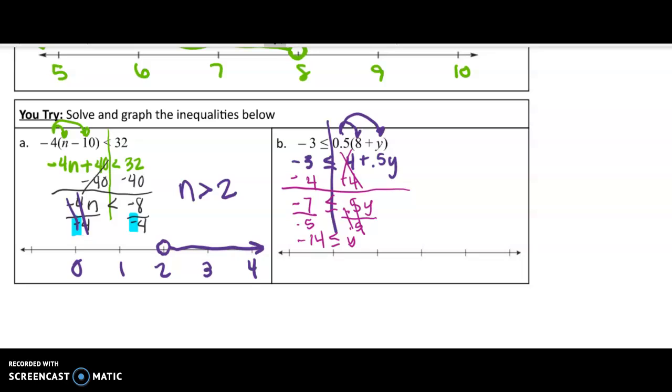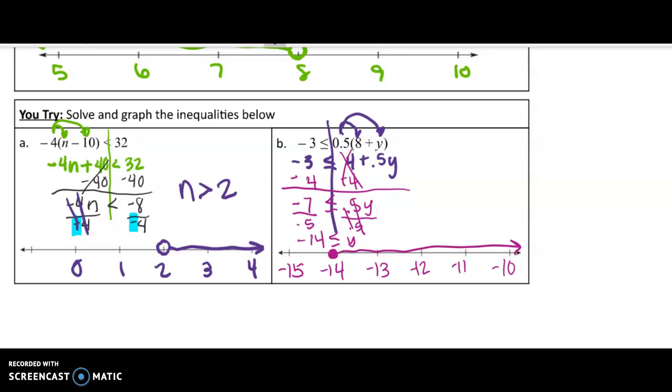So I'm going to put my numbers on here. It's going to be a closed circle at -14, and it says that -14 is less than or equal to y, which means that y has to be everything above it.